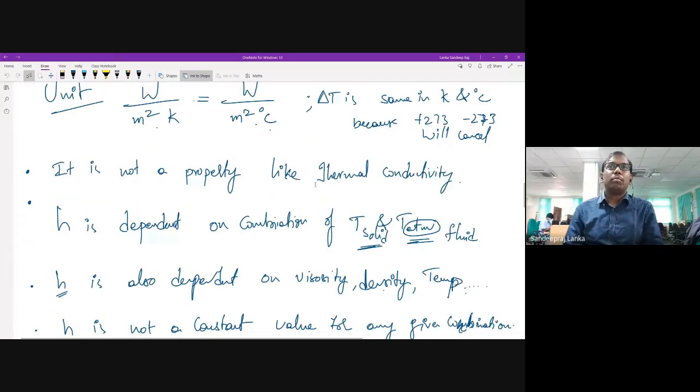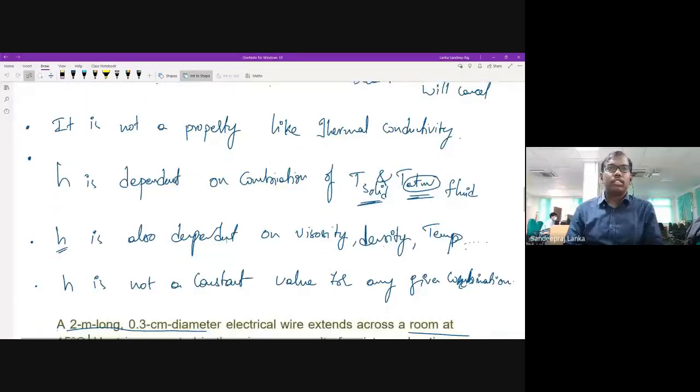It is not a property like your thermal conductivity, and h is dependent on a combination of the temperature of the solid and the temperature of the atmospheric fluid. So h is not an independent property. h is dependent on viscosity, density, and temperature, we have seen. And h is not a constant value for any given combination that we have seen.